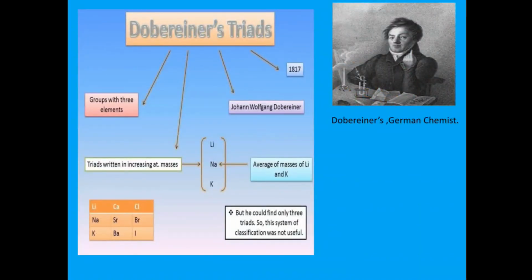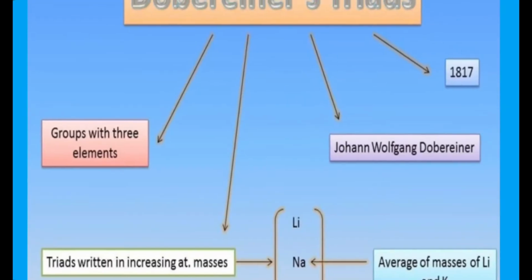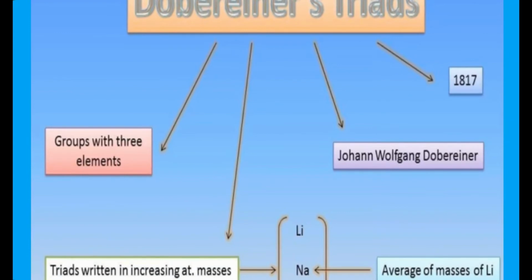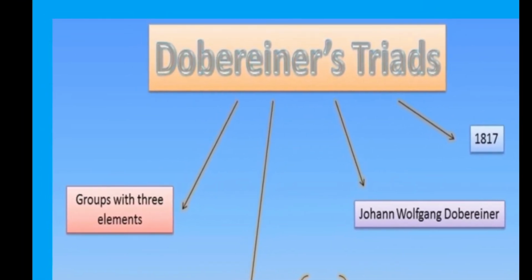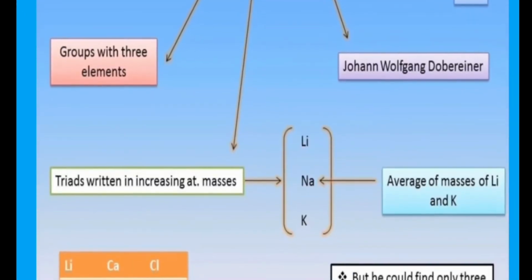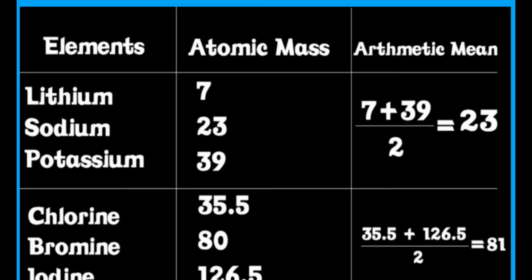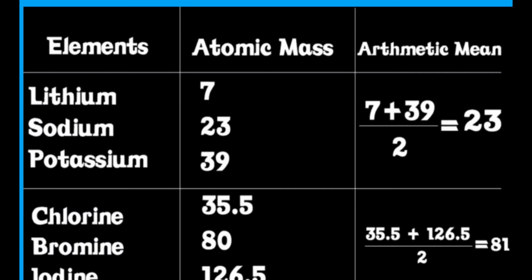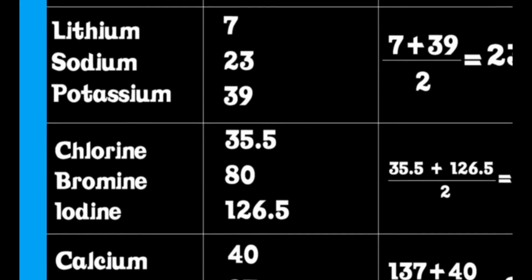Now next, who is the first person who actually took the lead to classify elements? What he did was take elements based on similar chemical properties and then try to arrange them as per atomic masses. When he did that, he found something interesting. Whenever he tried to arrange elements in a group of 3, he found that the mean of the first and third elements was nearly equal to the atomic mass of the second element. Likewise, he could identify 3 triads.